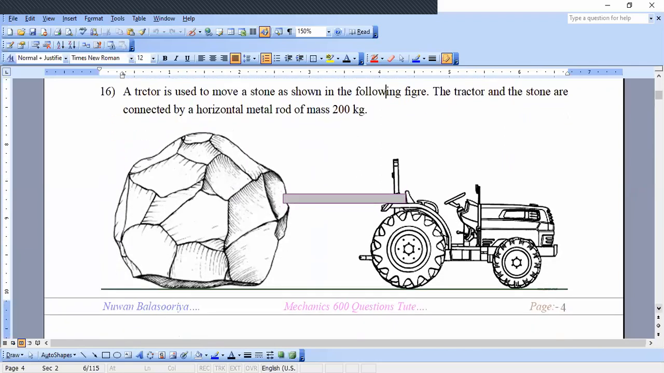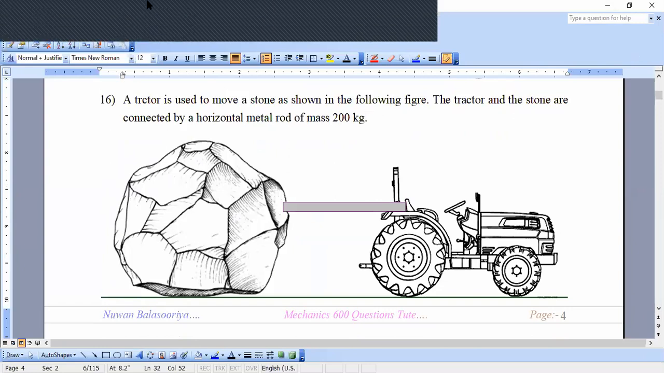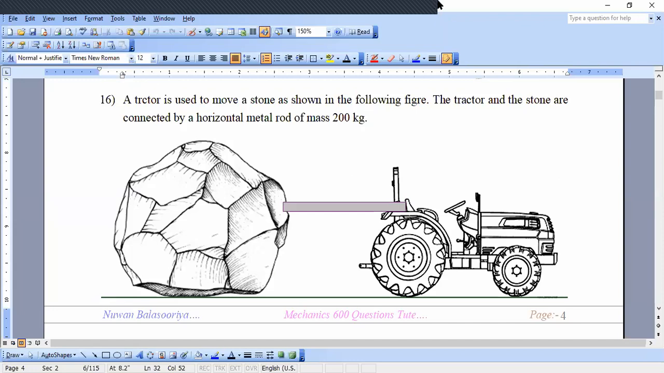This one, question number 16 of the 600 questions tute. Can somebody unmute the mic and read the description, dear? Somebody in the class? Mute your mics, everybody can hear you fighting. Okay, can somebody unmute the mic and read the question, dear? Someone in the class?